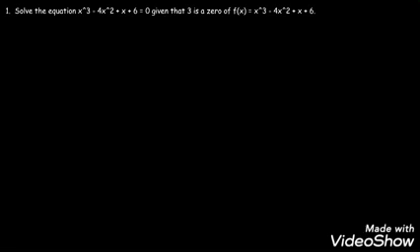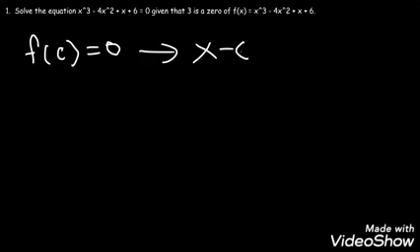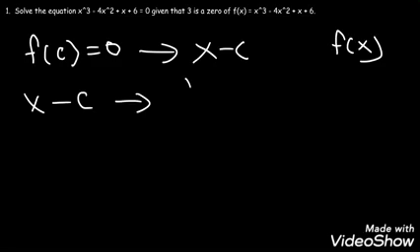In this video, we're going to focus on using the factor theorem to solve polynomial equations. So what exactly is the factor theorem? Well, here's the basic idea of it. Let's say if f of c is equal to 0, then x minus c is a factor of f of x. Now the reverse is true. If x minus c is a factor, then f of c is equal to 0.